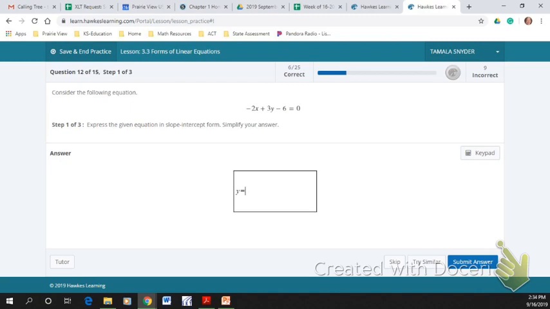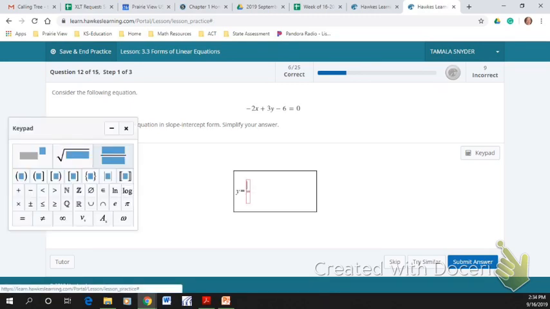y equals 2/3 x, you need a fraction, 2 over 3. Negative 2 over 3? I don't think it was negative. X. And what was my last number, plus 2? Yeah.